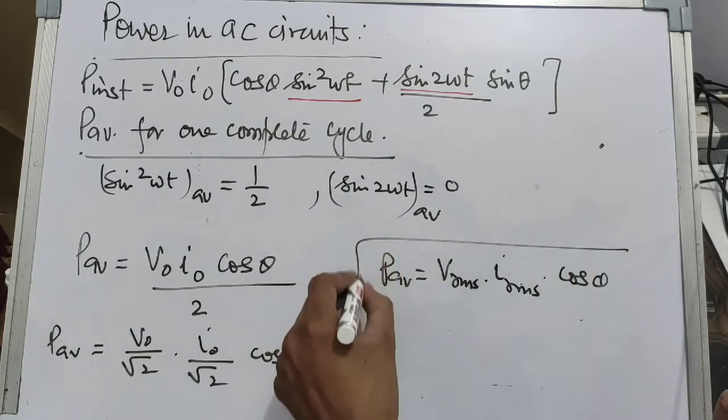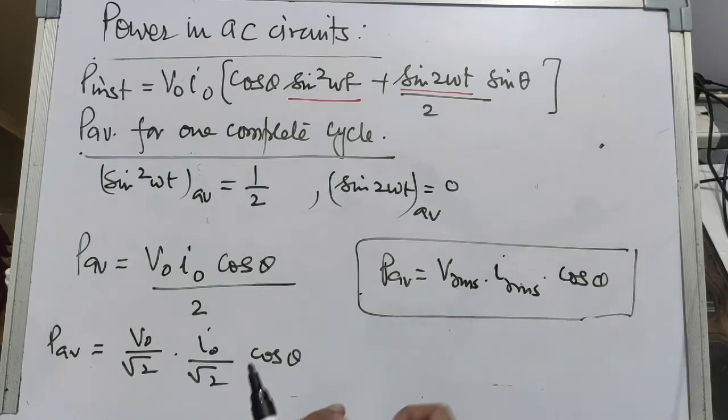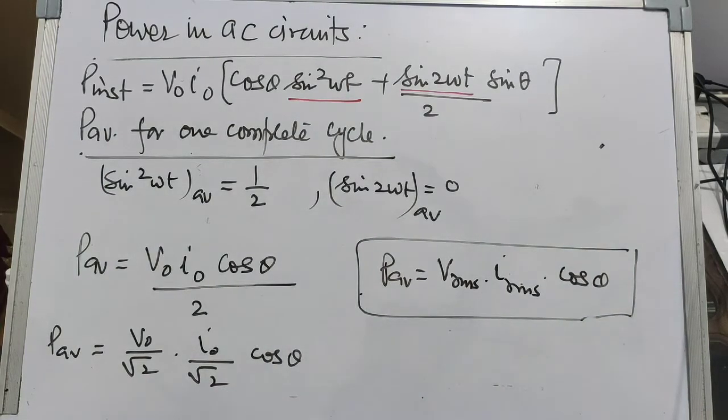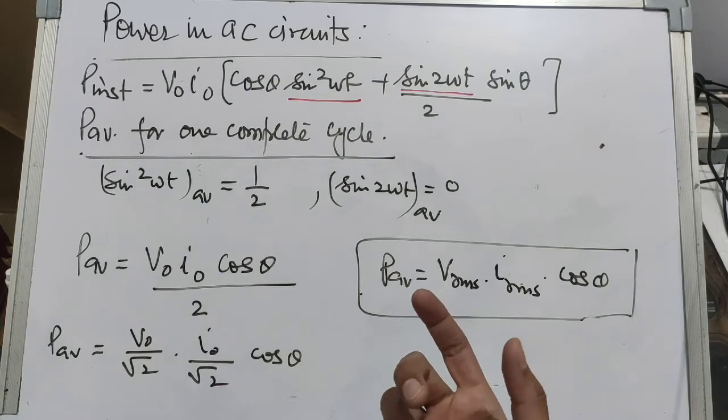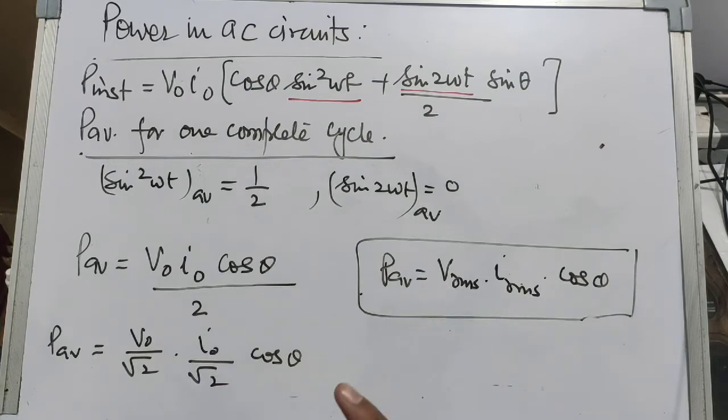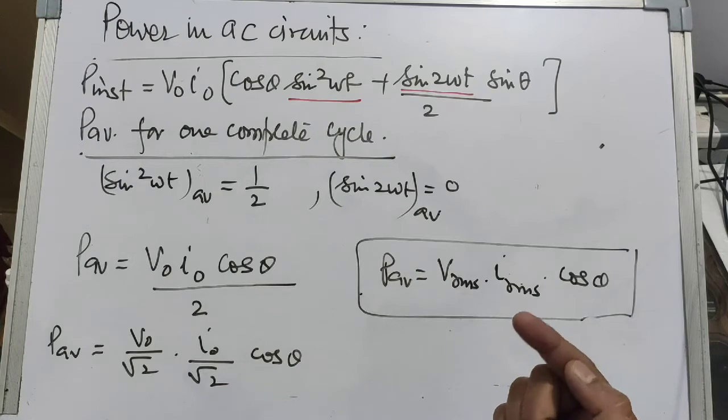Theta, you know, is the phase difference between the voltage and current, and that is decided by the value of the impedance and other factors. Say for an LR circuit, tan theta is simply XL by R. For a CR circuit, tan theta is XC by R.